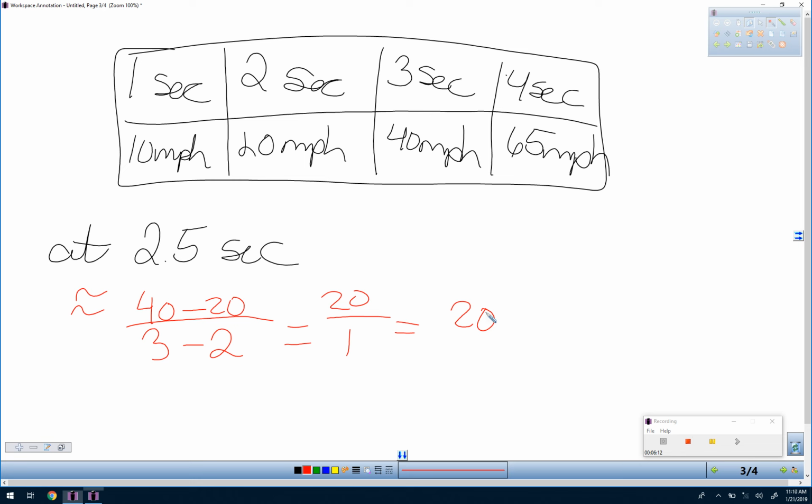So that's its approximation. Again, that's how you would do an approximation: if you wanted to find the derivative or slope at a point, you would just pick 2 points to help you get an approximate answer for that point.